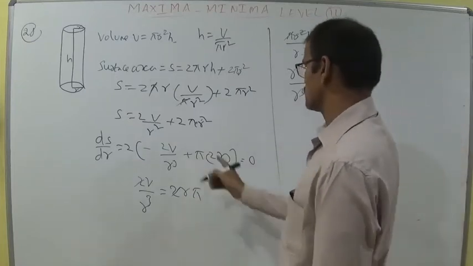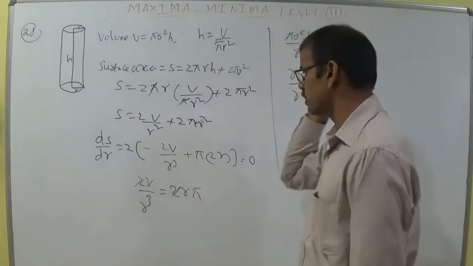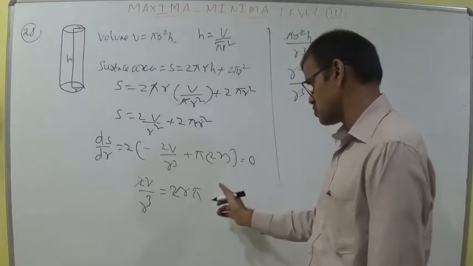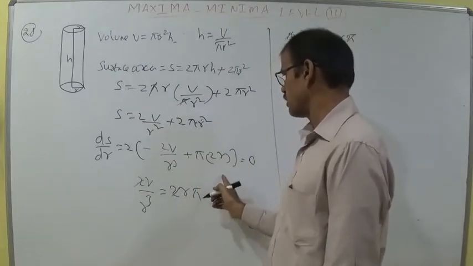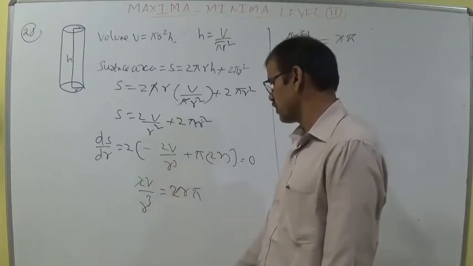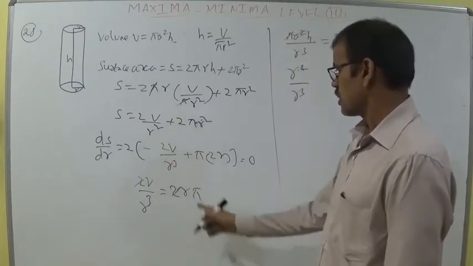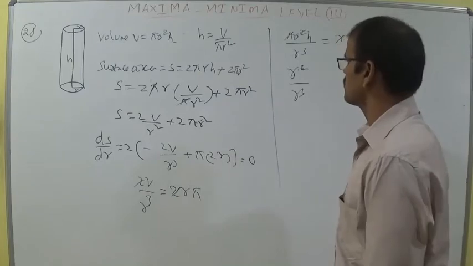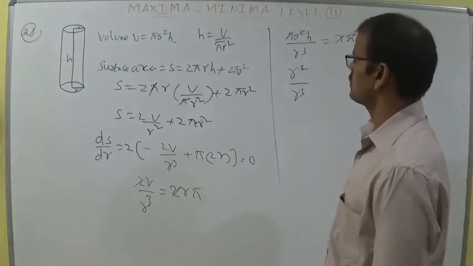2r pi, this is 4r pi. Whenever we have taken 2 common, this is 2r. 2r pi I have written, 2r pi is equal to 2v by r cube. So r power 4 is equal to v we can write. Pi r square h we can write.